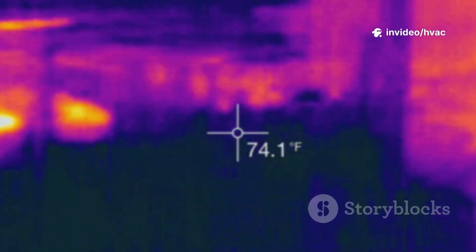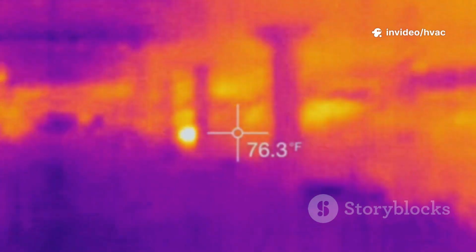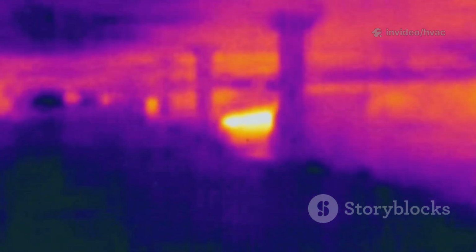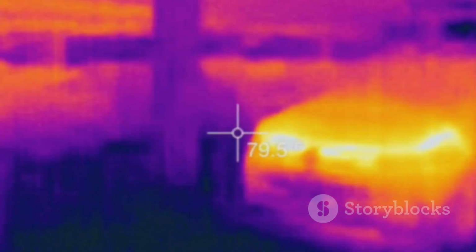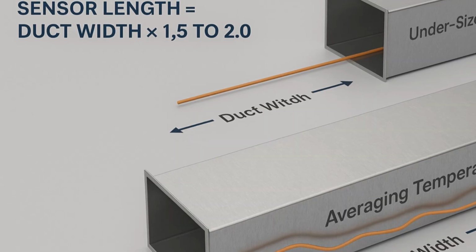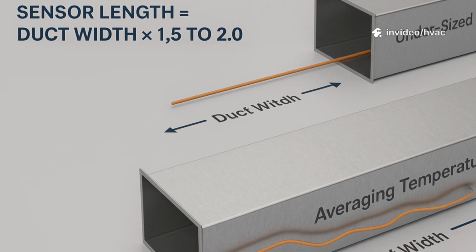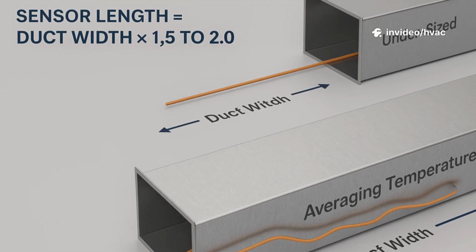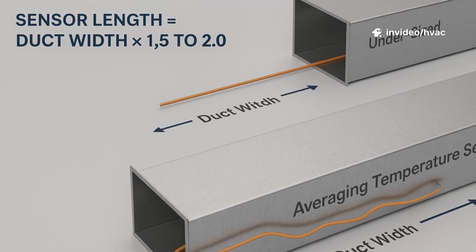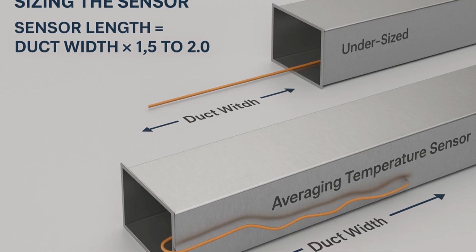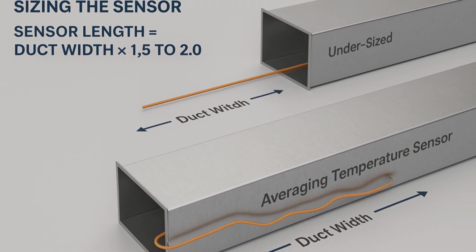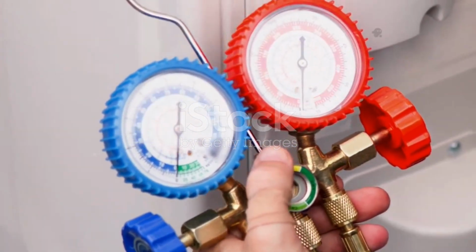Think of it like upgrading from a blurry, pixelated image to a crystal-clear photo. You're not just seeing one detail, you're capturing the full picture of what's really happening inside your ductwork. The most common type of averaging sensor is the capillary tube. This is a long, flexible tube, often filled with a special gas or liquid that reacts to temperature changes. As the temperature varies along the tube, the sensor averages out those changes to give you a single, reliable reading.